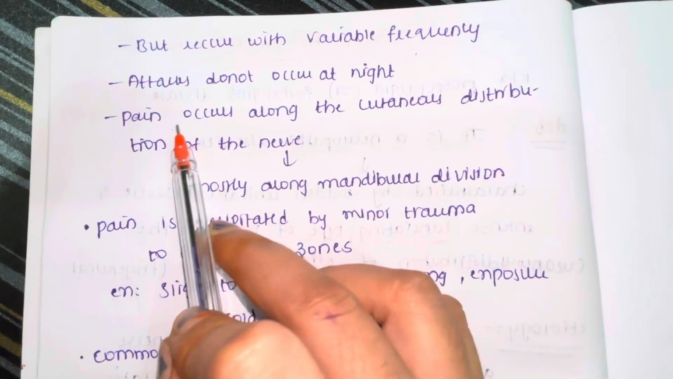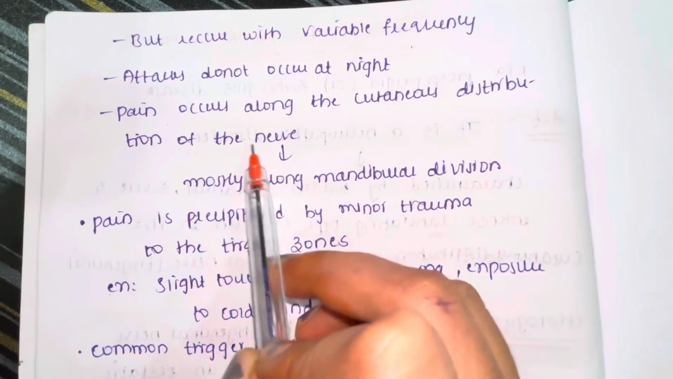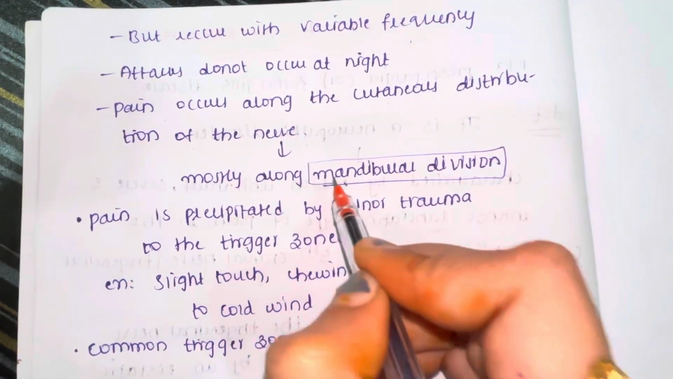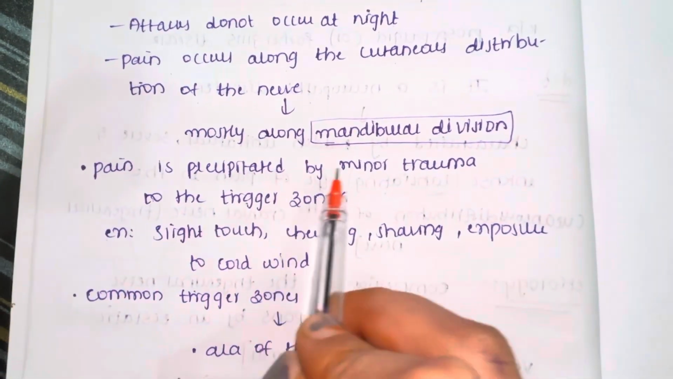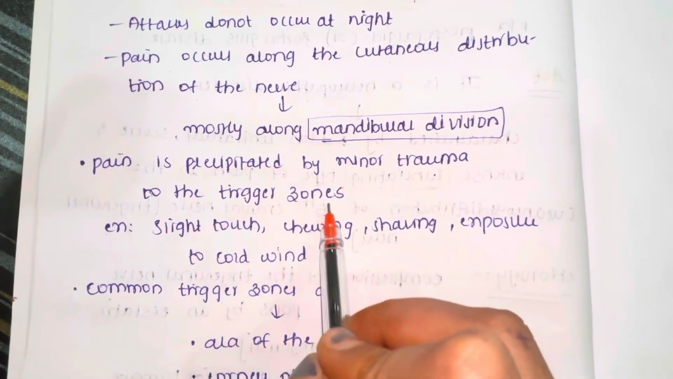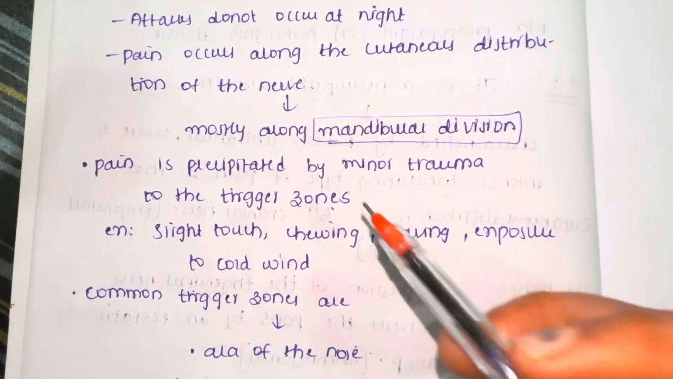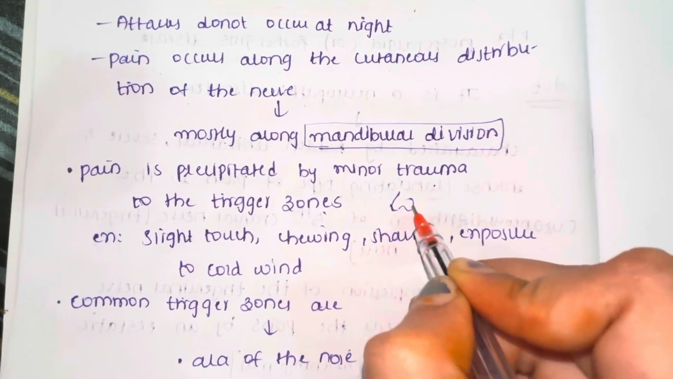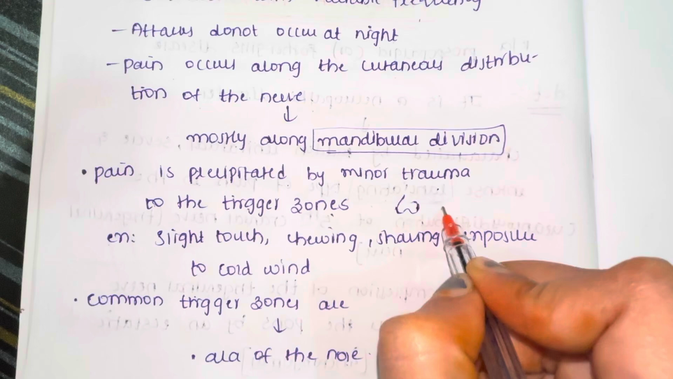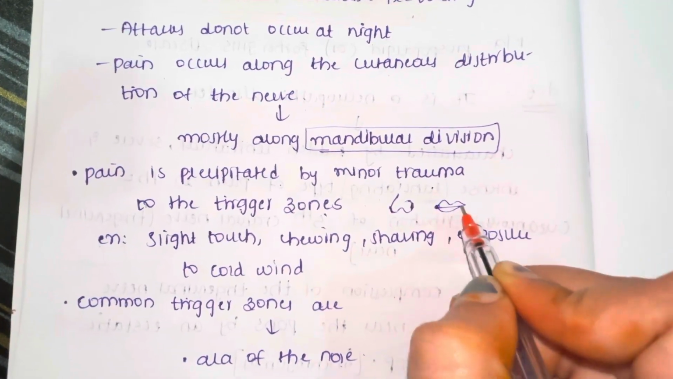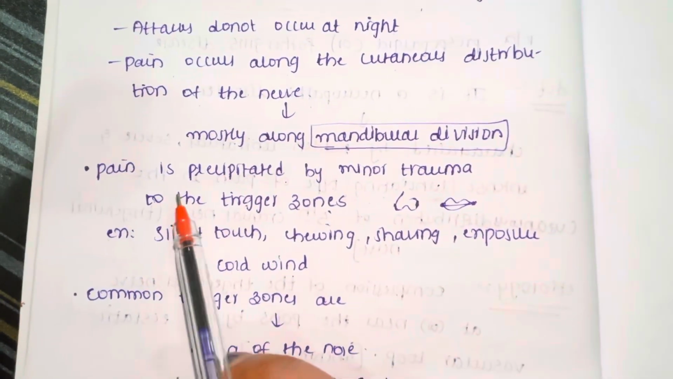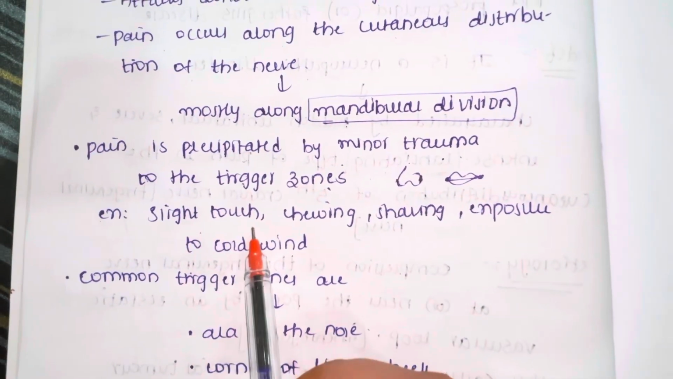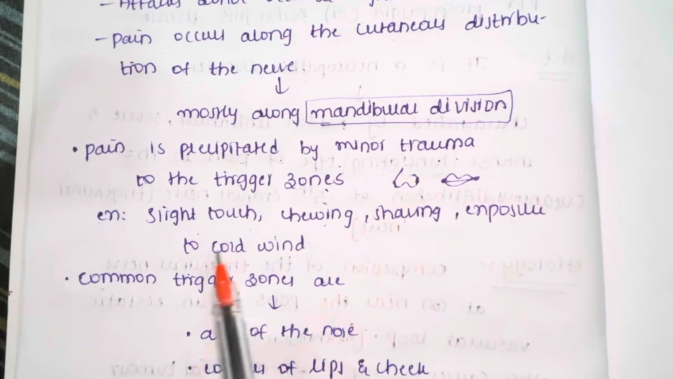Now the pain, as I told you, is along the cutaneous distribution of the nerve, and mostly along the mandibular division. The pain is precipitated by minor trauma to the trigger zones. On the face we have trigger zones, mostly the ala of the nose, corners of the lips and cheeks. Now the pain is precipitated by minor trauma, like slight touch, chewing, shaving, exposure to cold wind.